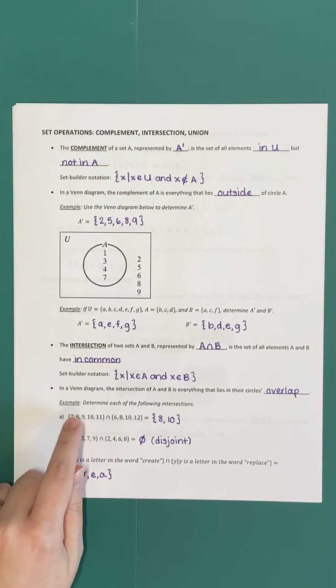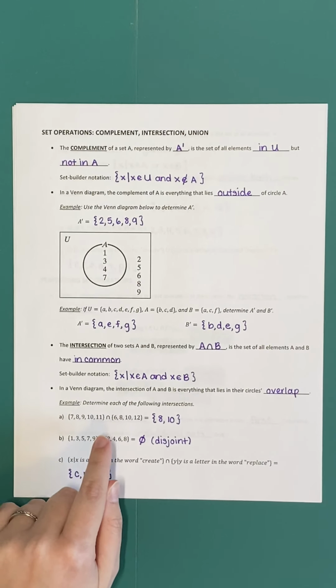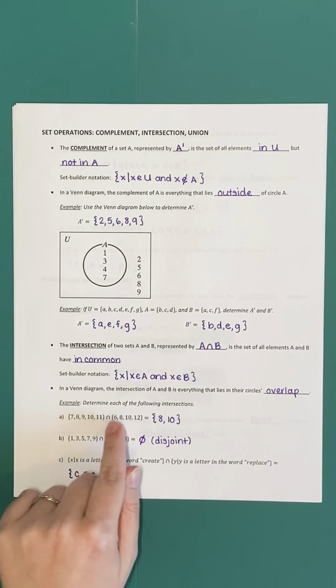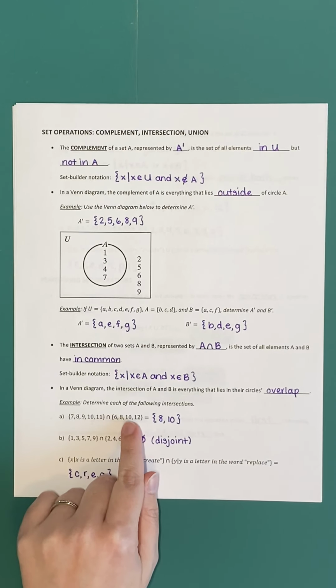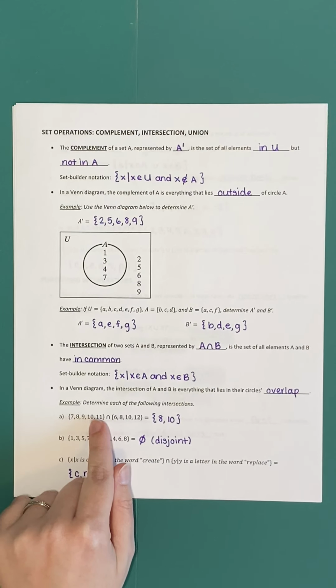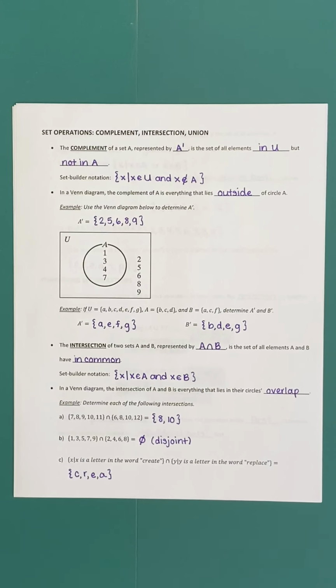Now what about 8? Well, 8 can be matched, so 8 is in the intersection. 9 cannot be matched, not in the intersection. 10 can be matched, so it is in there. 11 cannot be matched, so it's not in there.